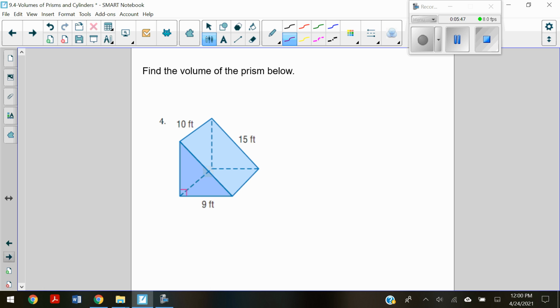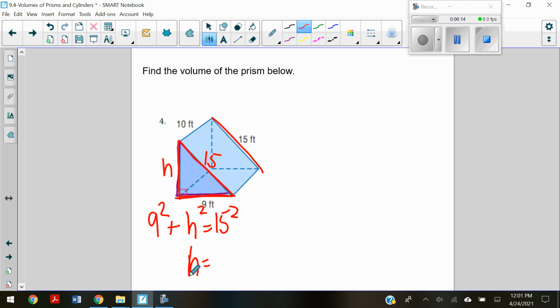And in the next problem, we have another triangular prism. My base is a triangle, but this time they give me that the base of the triangle is 9, but we have this 15 back here, and that's the hypotenuse length. So we need to be able to find the height. So if it's a right triangle, we're going to use the Pythagorean theorem to help us find the height. So I'm going to take 15 squared, and I'm going to subtract 9 squared from it, and then take the square root of that.